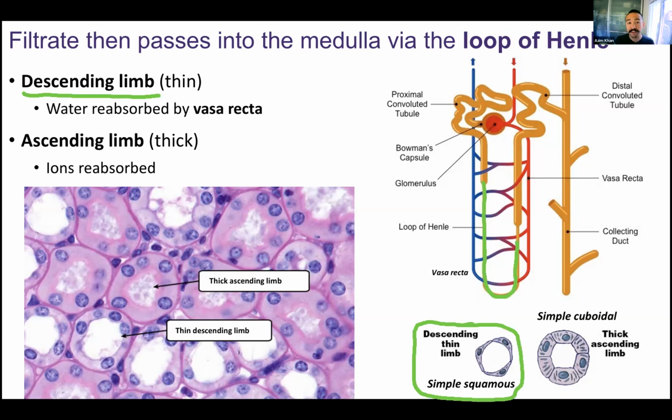What's unique about this area is that we are reabsorbing water to blood vessels. These capillaries are known as the vasorecta. I'll point this out. These are capillaries. These blood vessels here are known as the vasorecta. Water is reabsorbed in the descending limb. Where's our descending limb? Okay, there we go.